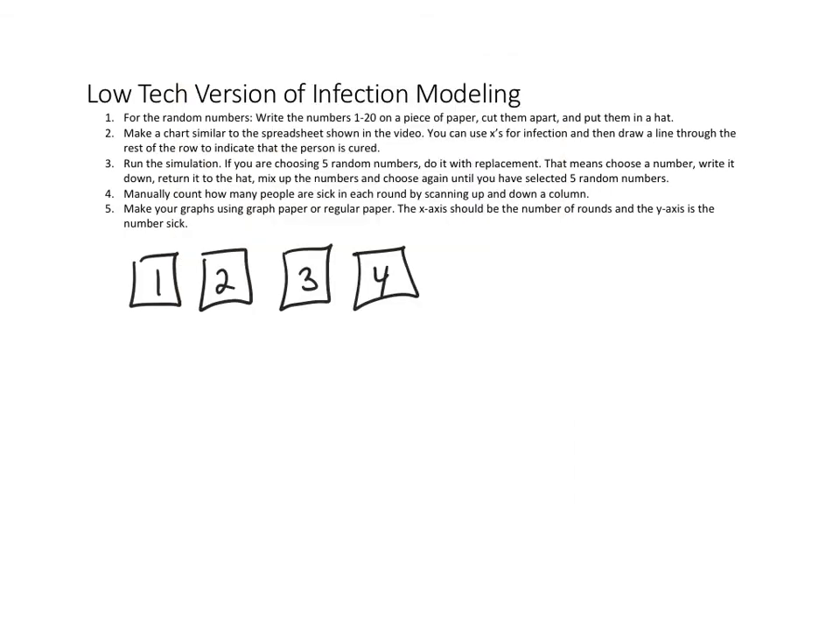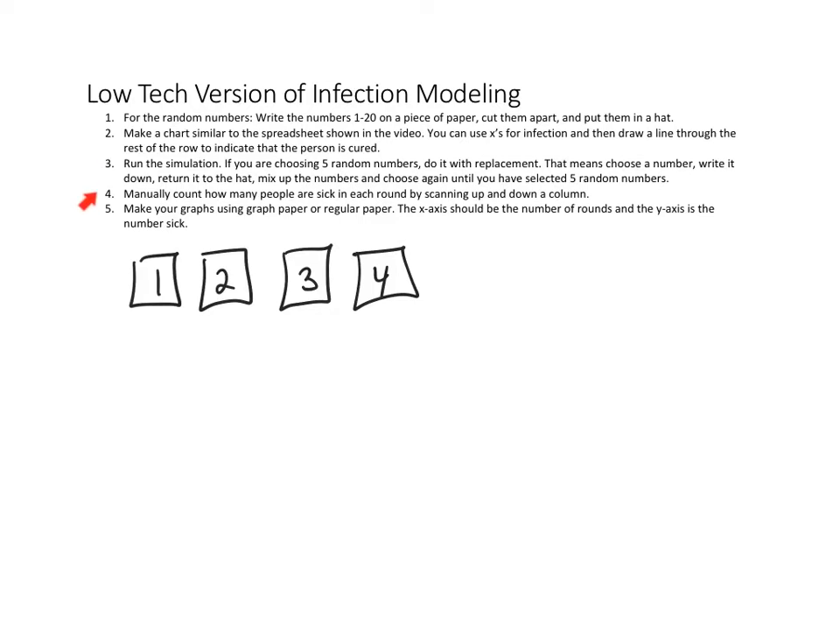The next thing you're going to do is run the simulation. If you're choosing your random numbers from a hat and not using a random number generator, you're going to do it with replacement, which means you're going to draw a number, write it down, infect that person, put it back, mix it up, draw again, and so on. We want to allow for possible repeats. That could be 2 infected people interacting with the same person, and that's okay.